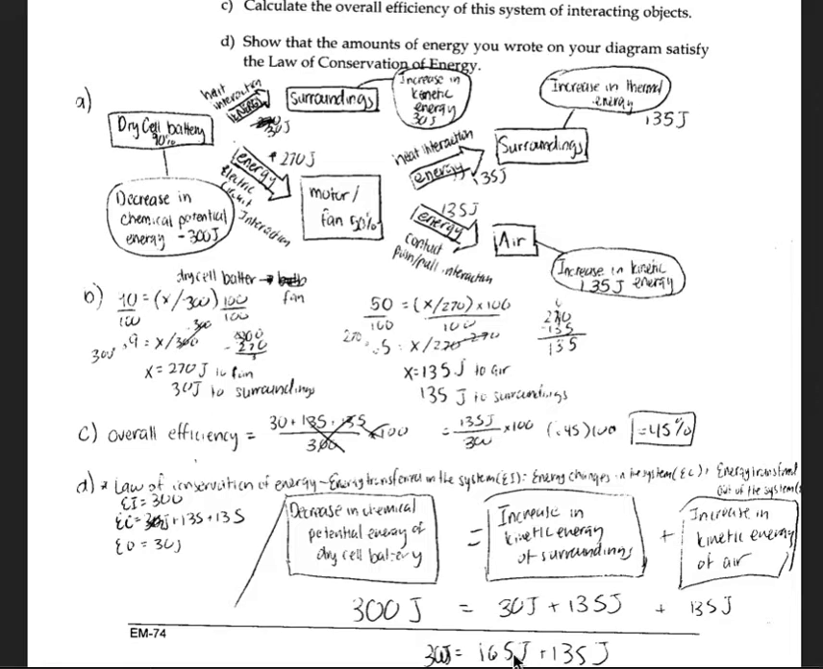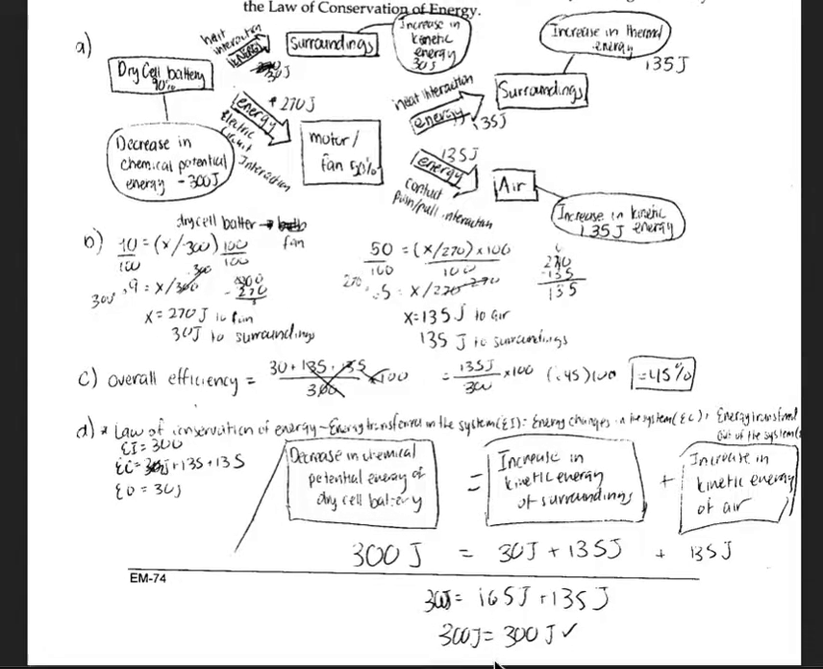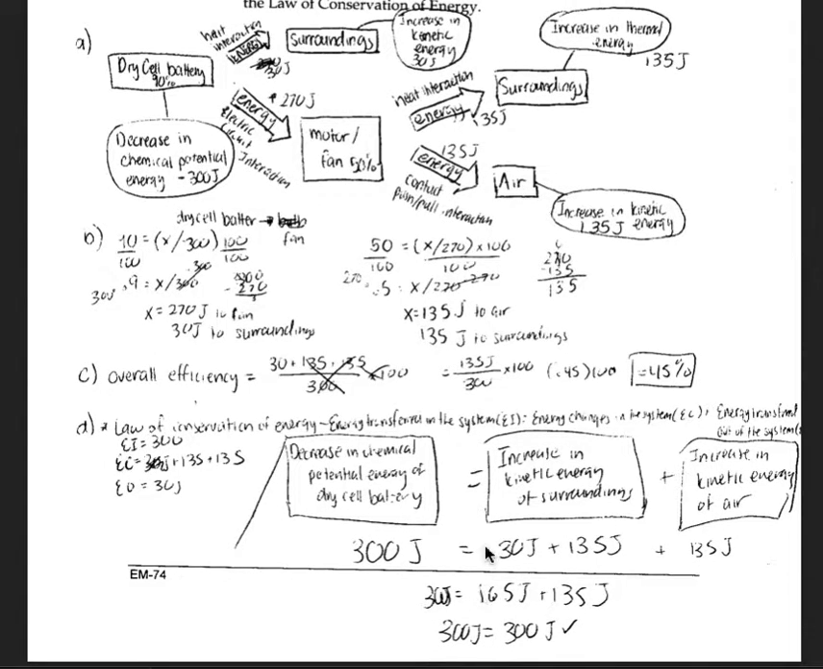So 135 joules plus 165 equals 300 joules, which evens it out. And that is it.